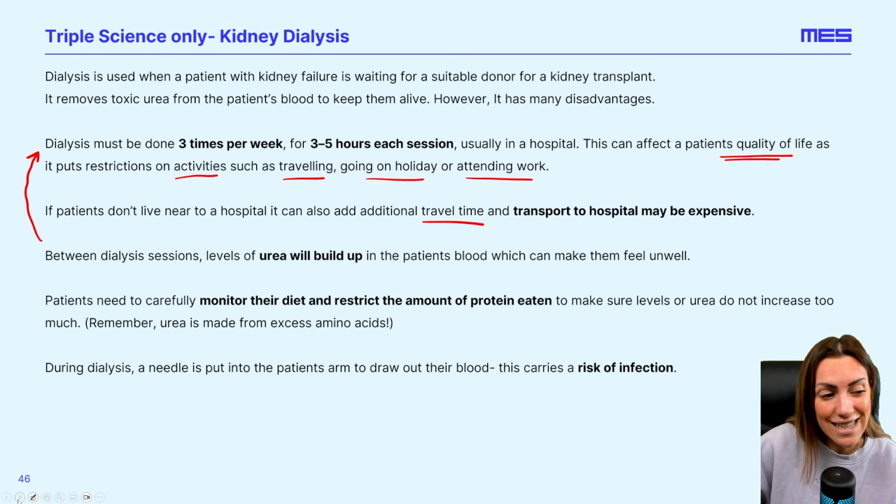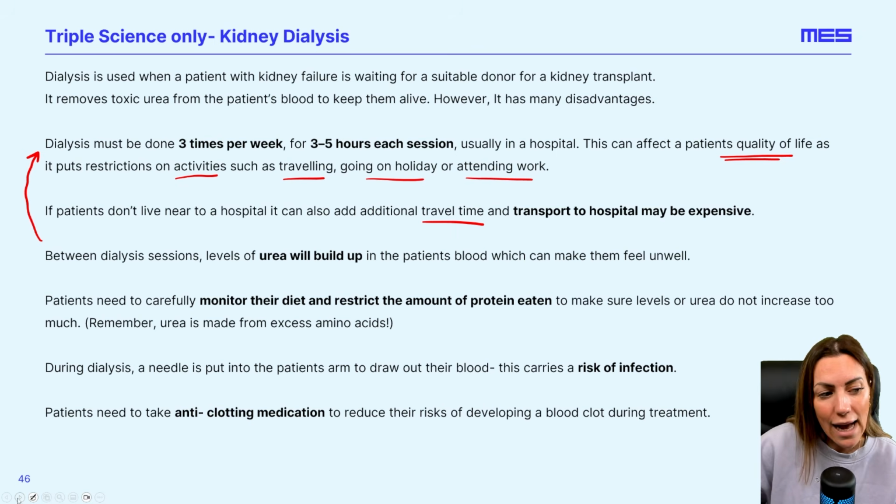During dialysis, a needle is put into the patient's arm to draw out their blood to move it into the dialysis tubes, so that carries a risk of infection. And you can say patients need to take anti-clotting medication to reduce their risks of developing blood clots because their blood is going to be flowing through really narrow tubing. There is a high risk of blood clots unless they take anti-clotting medication.